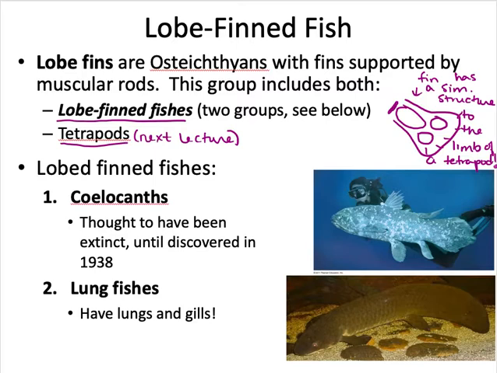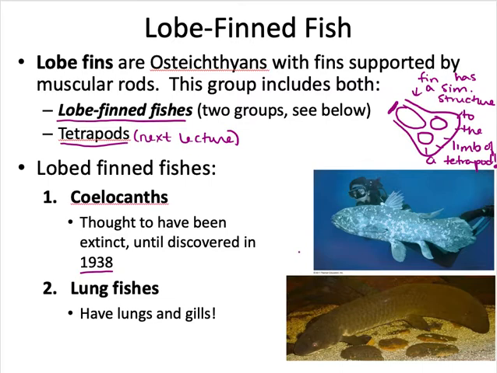Fun fact, we've got two major groups of lobed fin fishes, the coelacanths and the lungfishes. Coelacanths are deep sea fish. It was thought that they had gone extinct 400 million years ago. Oh no, that's when it evolved. It was thought to have gone extinct a million years ago, but it was actually discovered more recently in 1938 off the coast of South Africa. So this is a more recently discovered fish that was once thought to have been extinct.